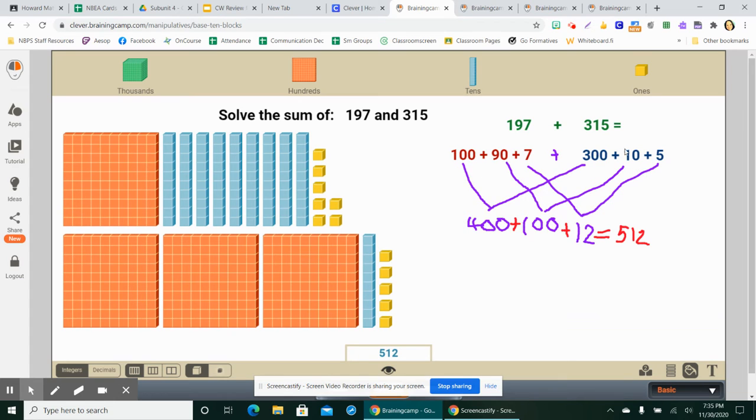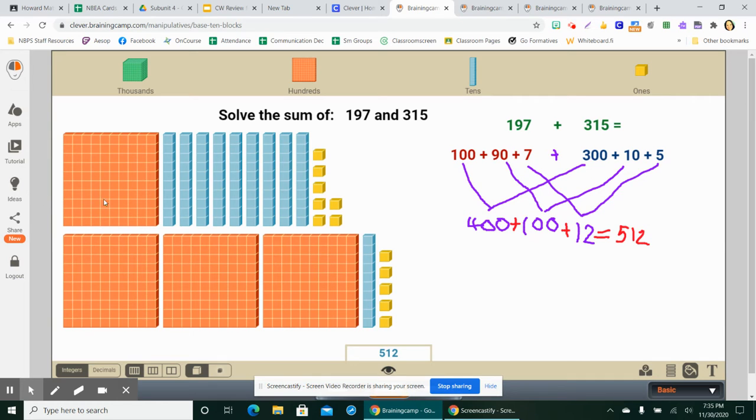Now, I used that, but then I still need to combine it to get my answer. So then I combined the ones, that gave me 12. I combined the tens value of the 10 and the 90, that gave me 100. And then I combined the hundreds values, and that gave me 400. Now I can add across. 400 plus 100 is 500, and 12 more is 512.